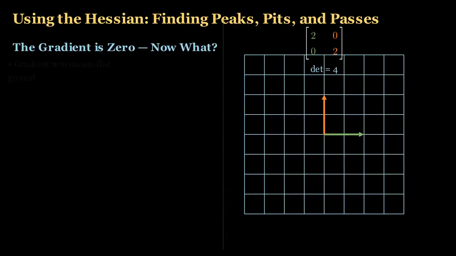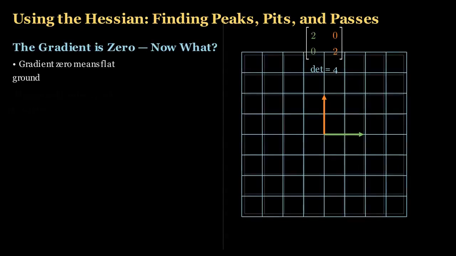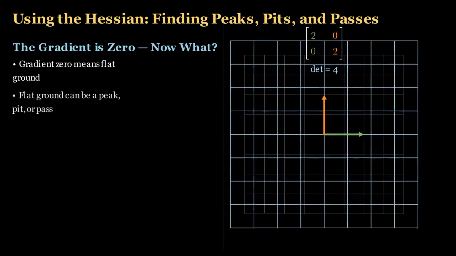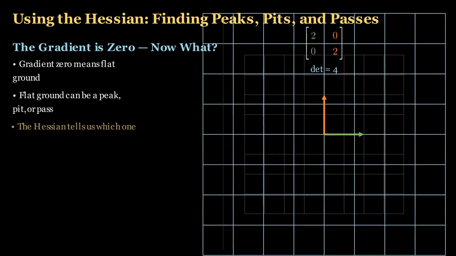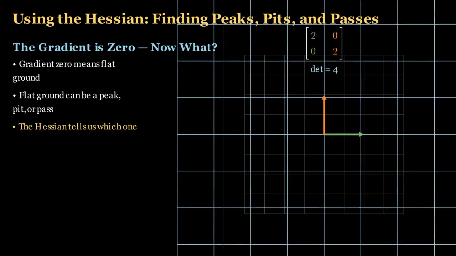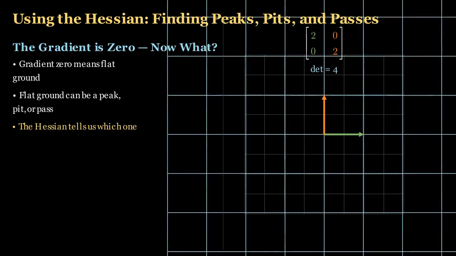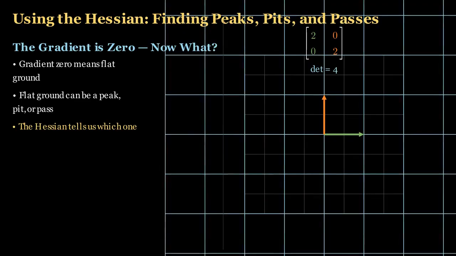We just built the Hessian, a matrix of all second derivatives. Now, at a point where the gradient is 0, the ground is flat. But is it a peak, a pit, or a mountain pass? The Hessian holds the answer.